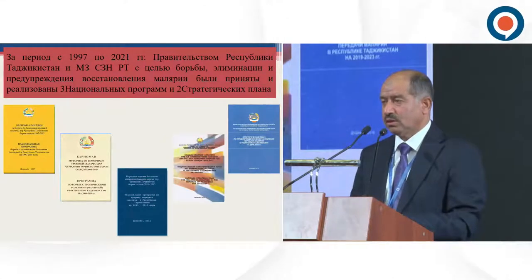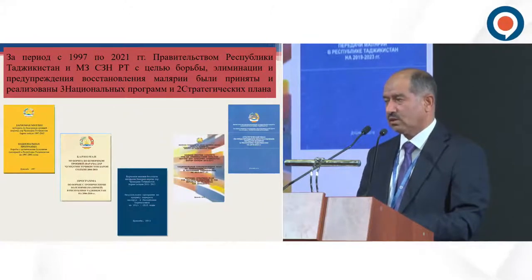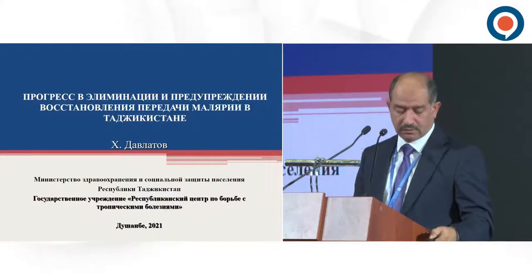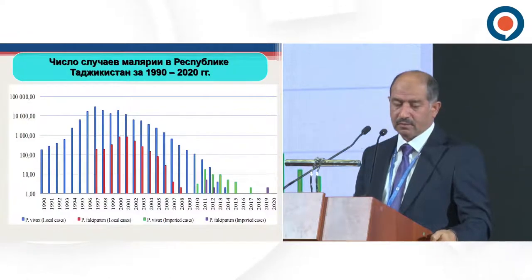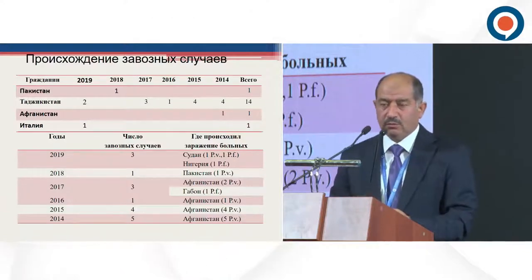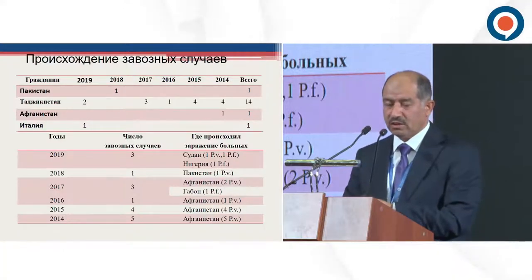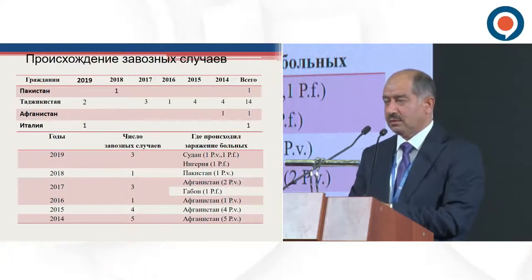Definitely, these programs and the strategic plan are the result of the work of our government as well as the international organizations that worked in collaboration with us during all these times. Starting from 2015, we stopped the local transmission of malaria in the Republic of Tajikistan. And over these 6 years, we registered 17 cases of malaria.